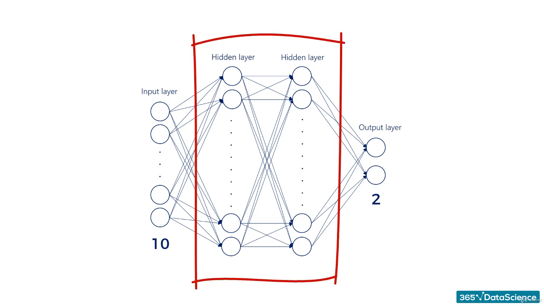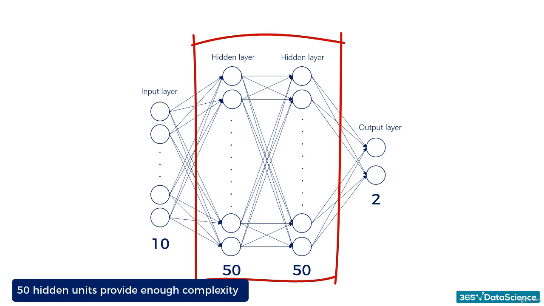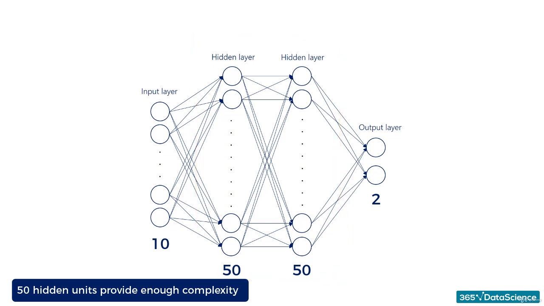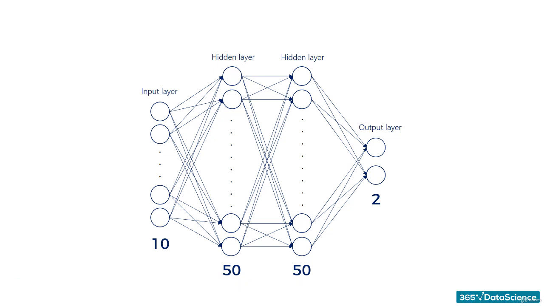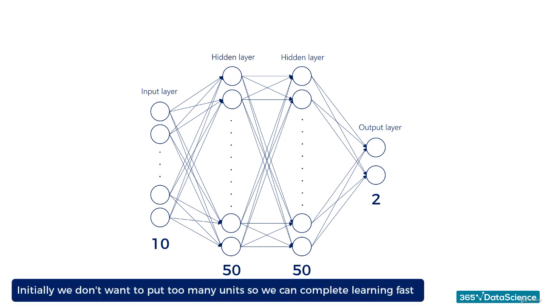The number of units in each layer will be 50, but as we know very well, this is extremely easy to amend. Therefore, for a prototype of an algorithm, 50 is a good value. 50 hidden units in the hidden layers provide enough complexity that we expect the algorithm to be much more sophisticated than, say, a linear or logistic regression. At the same time, we don't want to put too many units initially, as we want to complete the learning quite fast and see if anything is being learned at all. All right, let's start coding.